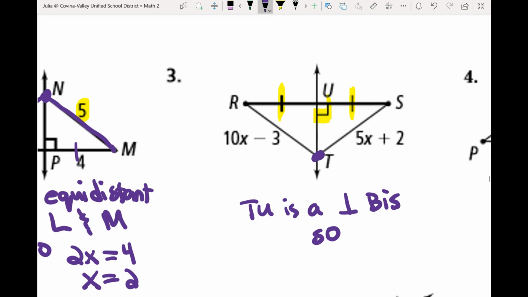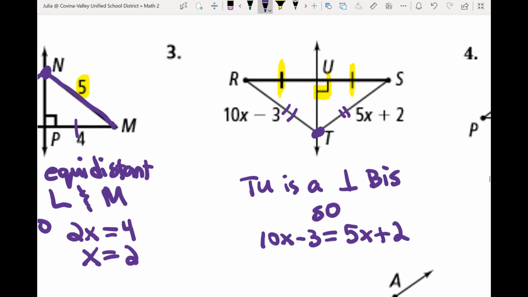The point T now is equidistant to both endpoints. RT and TS are congruent, meaning 10x minus 3 has to equal 5x plus 2. Once you know one of the parts is true, then you can use the conclusion. So that would make minus 5x, 5x plus 3 would be 5, and x would equal 1.